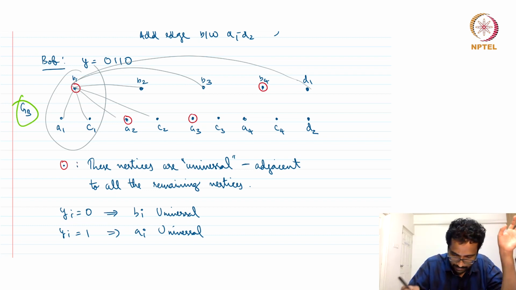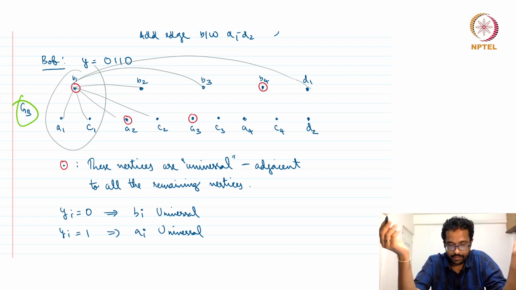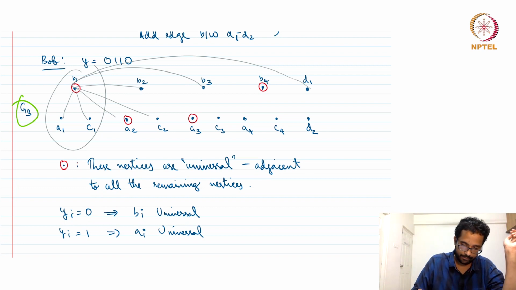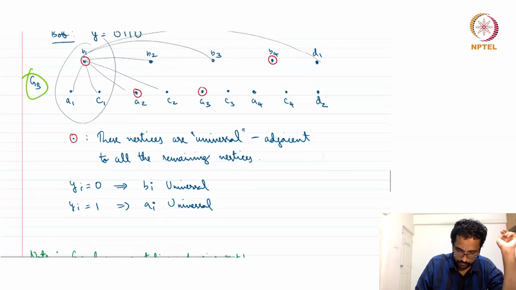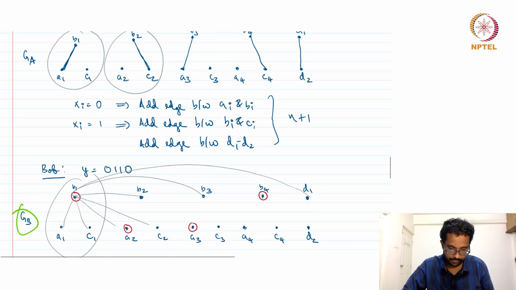Because it will get messy, I am not drawing all the edges. A universal vertex means it's connecting to all the remaining vertices, the 3n plus 2 vertices. So a universal vertex results in 3n plus 1 edges, right? So many edges, it will just get messy. There are 4 such universal vertices, and this is the graph GB, Bob's graph.